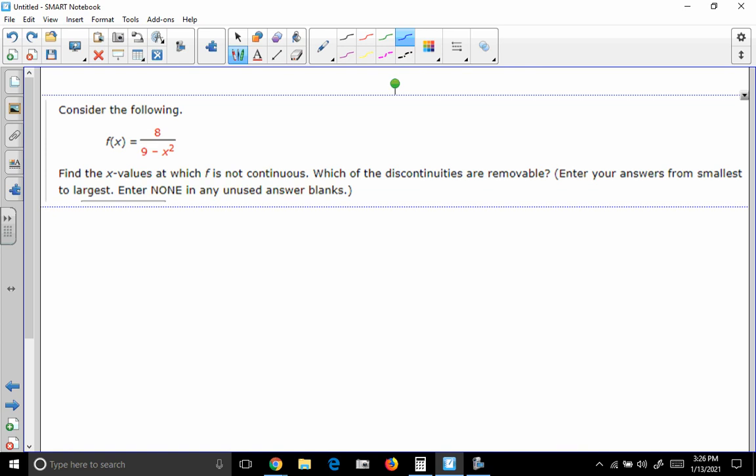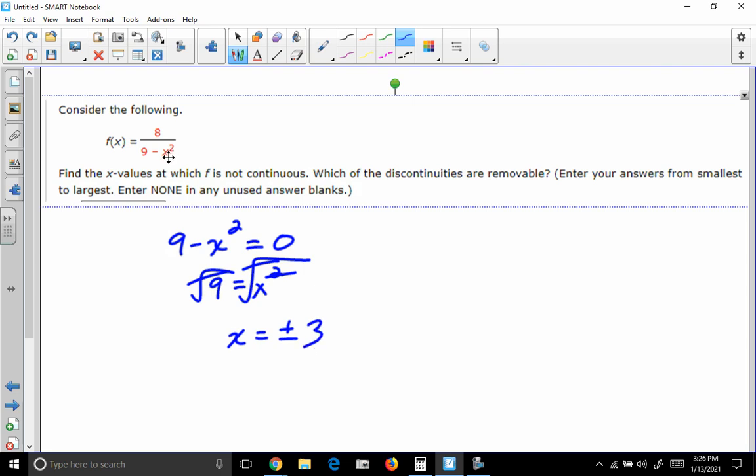Okay, this one asks us some similar things. They don't give us a picture, but they ask us, where is this not continuous? So this would not be continuous if the denominator equals 0. Everywhere else it's continuous. So if we add x squared to both sides, take the square root of both sides. Remember, if we take the square root of both sides, we have to include plus or minus our square root.